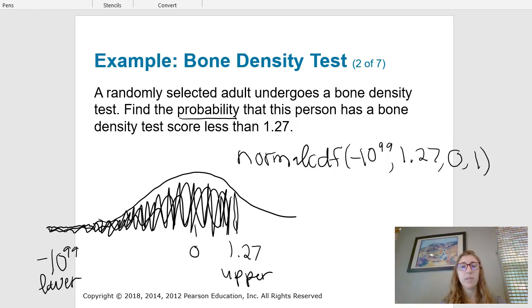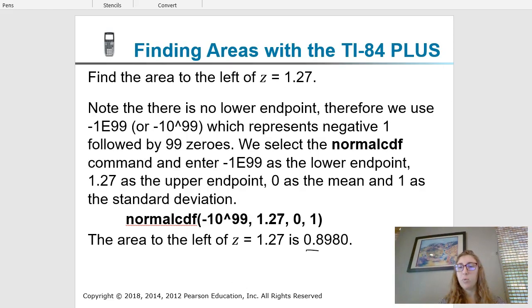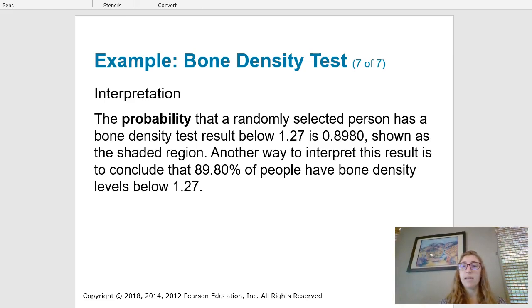Typically, we round to 4 decimal places when we're discussing our probabilities or areas, but you just need to pay attention to the directions in the quizzes and whatnot. So in doing that, we should get 0.8980. That is saying that the probability that a randomly selected person has a bone density test result below 1.27 is 0.8980. So about 89.8% of people have bone density levels that are below 1.27.